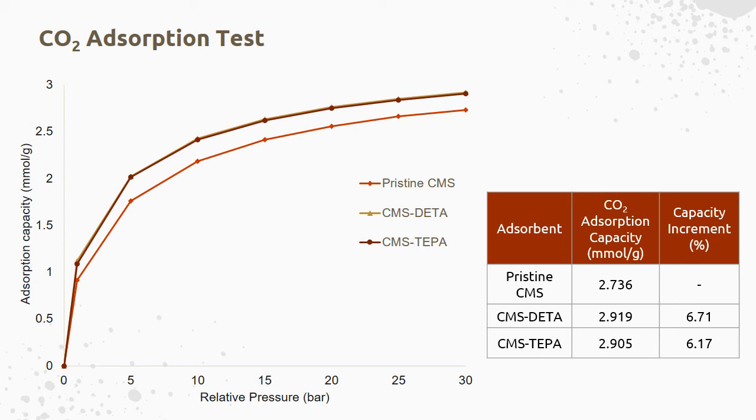Amine inclusion has improved CO2 adsorption capability, by 6.71% to 2.919 mmol per gram for CMS DETA and by 6.17% to 2.905 mmol per gram for CMS TEPA, due to the hydrogen bond interaction between N-H of amine and C=O of carbon dioxide. This proves the contribution of amine toward the enhancement of the CO2 adsorption.